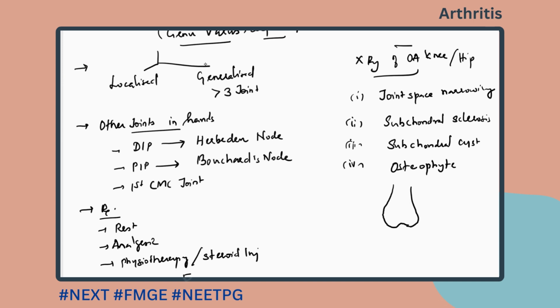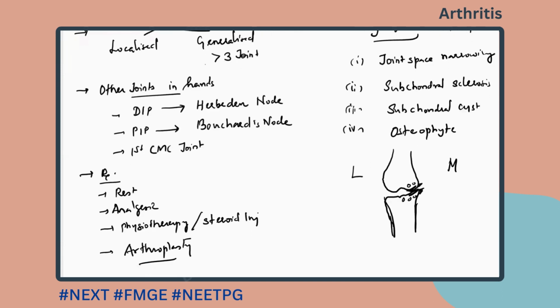So this is the knee joint. This is the tibia. You can see the joint space getting narrowed on the medial side. This is the medial side and lateral side. The bone will get thickened. This is called subchondral sclerosis. You will have cysts here. These are called subchondral cysts. And you will have bone formation here called osteophytes. So this kind of picture you will get in an X-ray of osteoarthritis. Okay. So this is how you diagnose and you treat the patient with osteoarthritis.